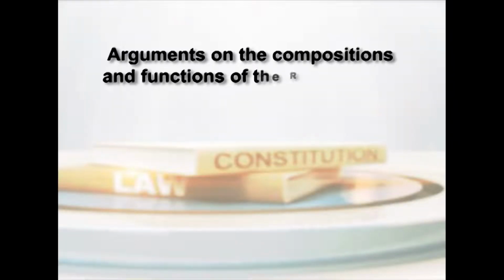Now, so far as the Rajya Sabha is concerned, we all know that the Constituent Assembly was unanimous so far as the usefulness of the second chamber is concerned. But there were divergent opinions regarding the composition, the maximum number of members and the functions of the House. Several suggestions were forwarded in this regard by the members of the Constituent Assembly.